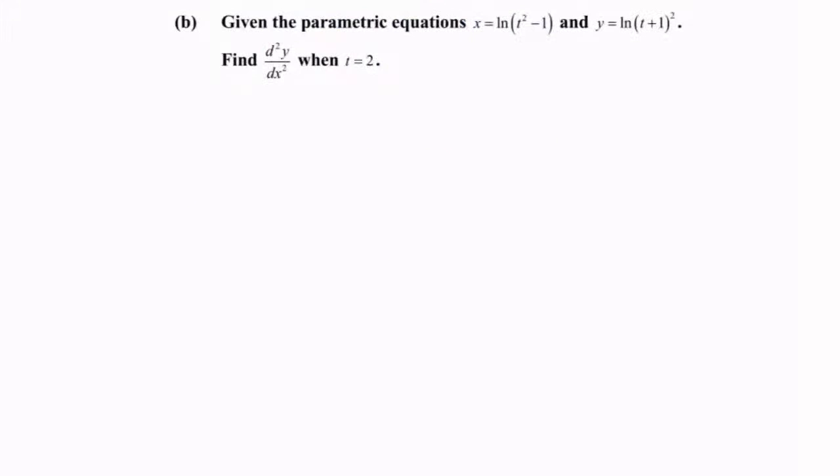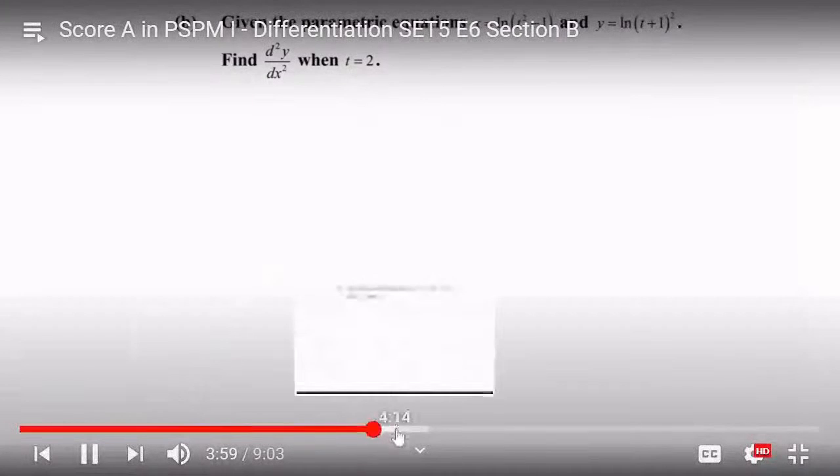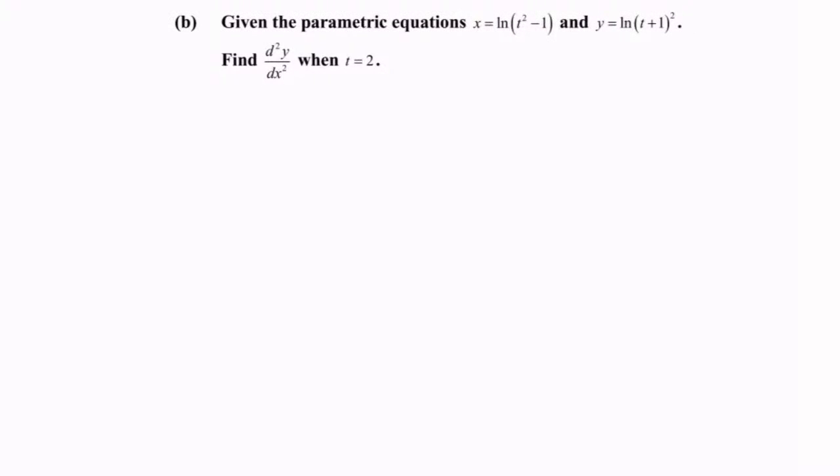In this video, I'm going to discuss the example for the parametric 2. Find the second derivative when t is equals to 2. So now, can we rewrite the situation where we have x is equals to ln bracket t squared minus 1. And the y will be equals to ln bracket t plus 1 power 2. By using the properties of log, we can bring forward the 2. So where we will have y equals to 2 ln bracket t plus 1. So now we are going to differentiate the x with respect to t.